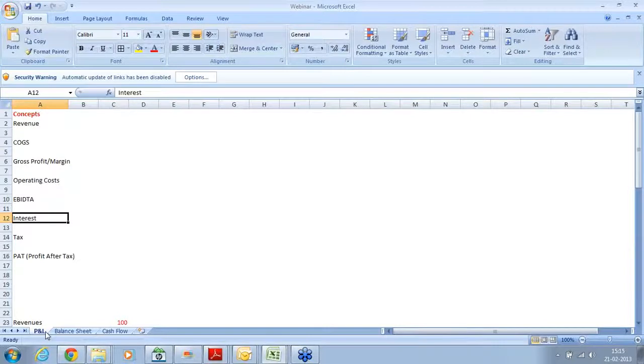Then you come to something called interest. This is an item which basically says, in case you have borrowed money from a bank or you've taken a loan, the interest for that is the cost of the debt, which is paid from that EBITDA.